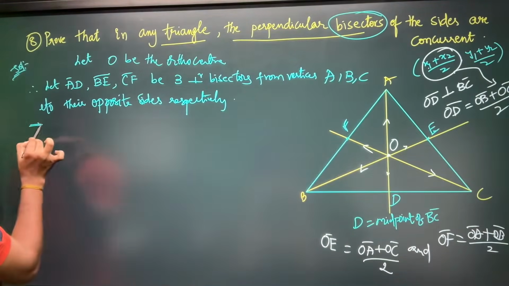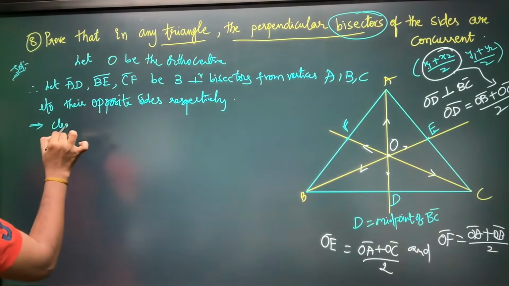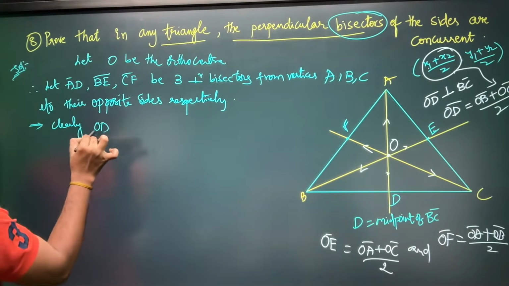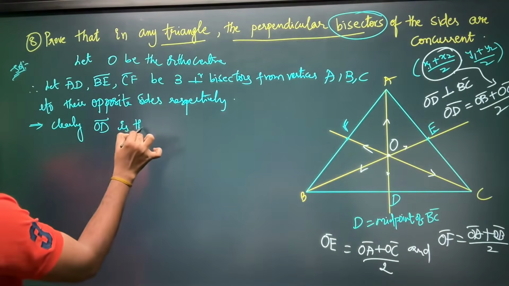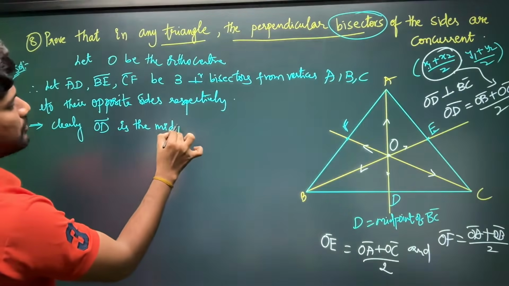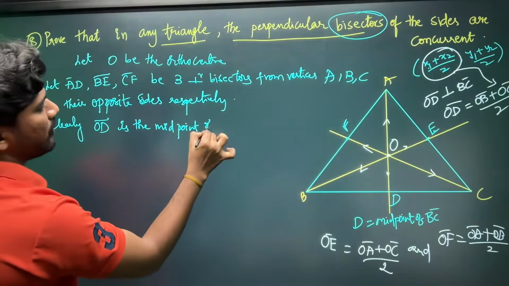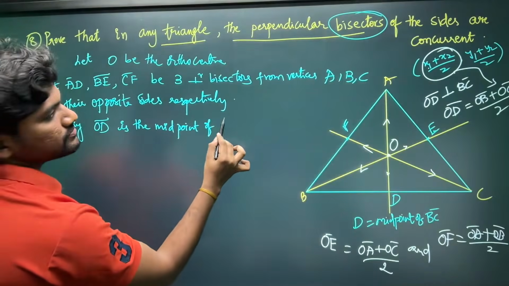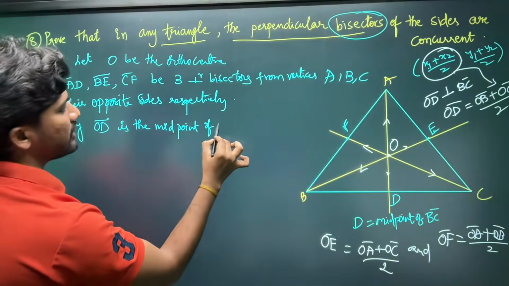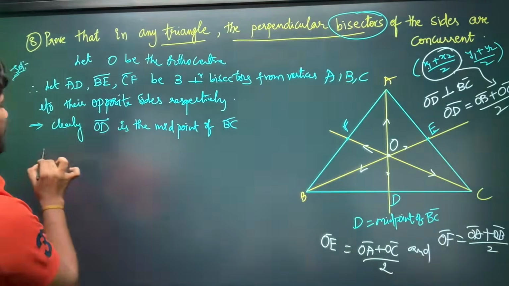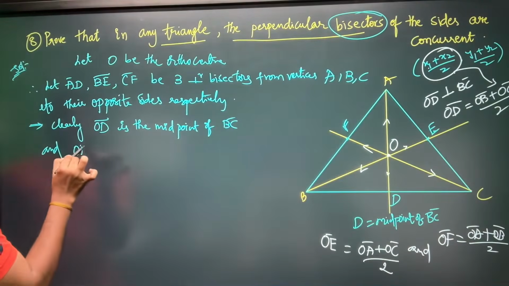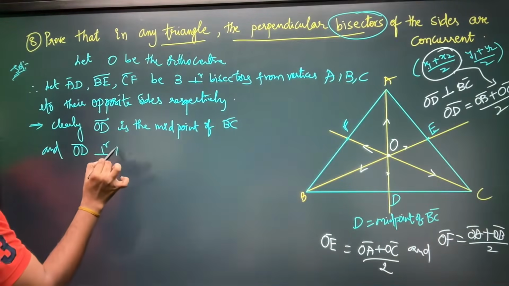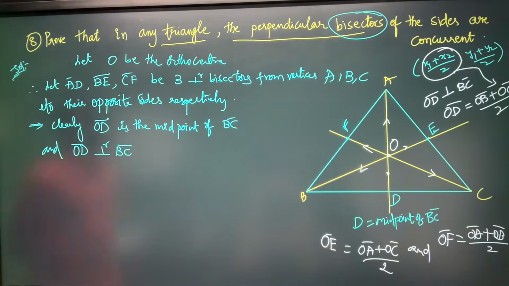Okay, so we say that clearly OD bar is the midpoint of BC bar, and OD bar is perpendicular to BC bar.